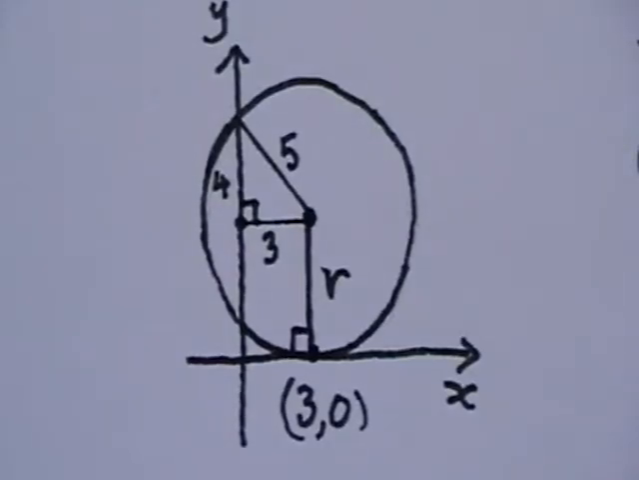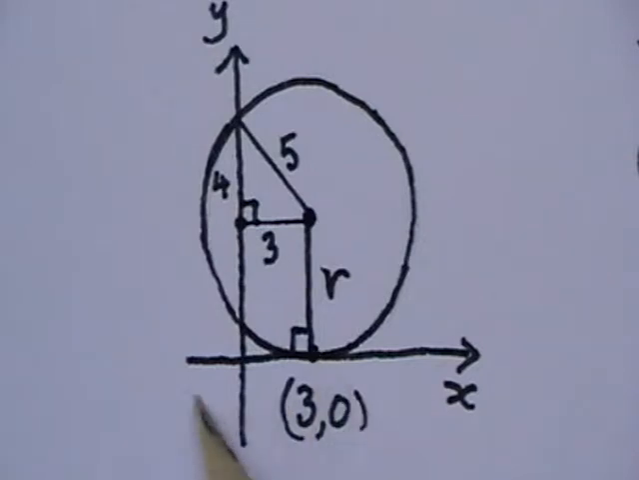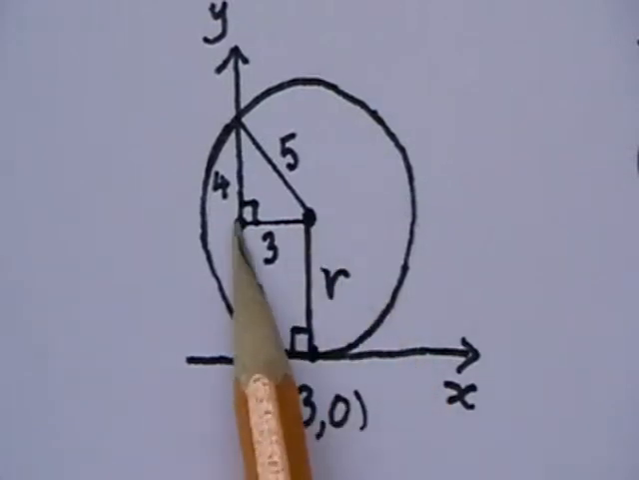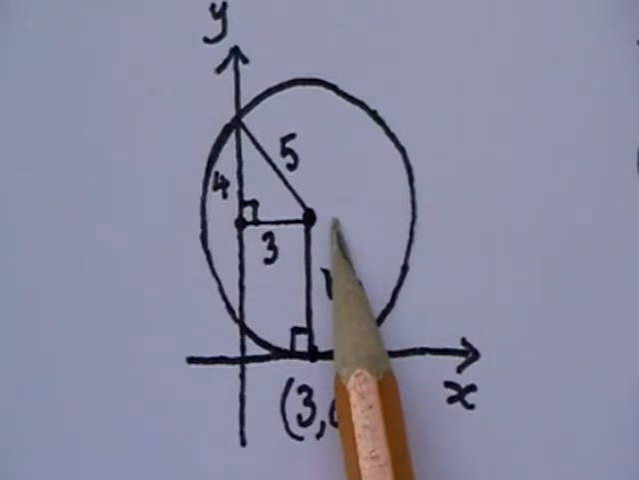The little diagram contains a huge amount of information. Here's the centre. The radius to the point of contact with this tangent is at right angles. That means the centre is 3 steps away from the y-axis, so the x-coordinate of the centre is 3.